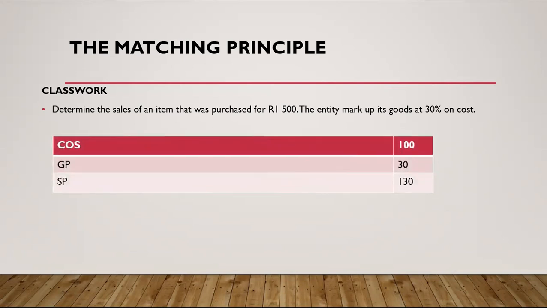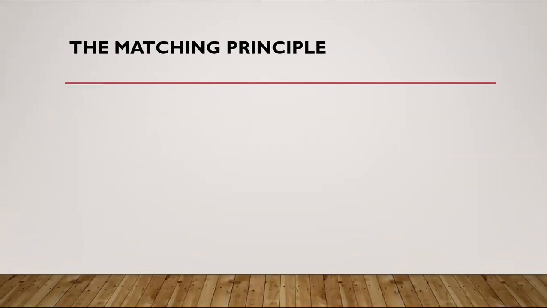Now to determine the sales value, you will take 1,500. You want the 130, so you'll multiply by 130, but that 1,500 is the cost price. You will basically divide by 100. Multiply by what you want, divide by what you have. And the sales value here will be 1,950. Try this one out.